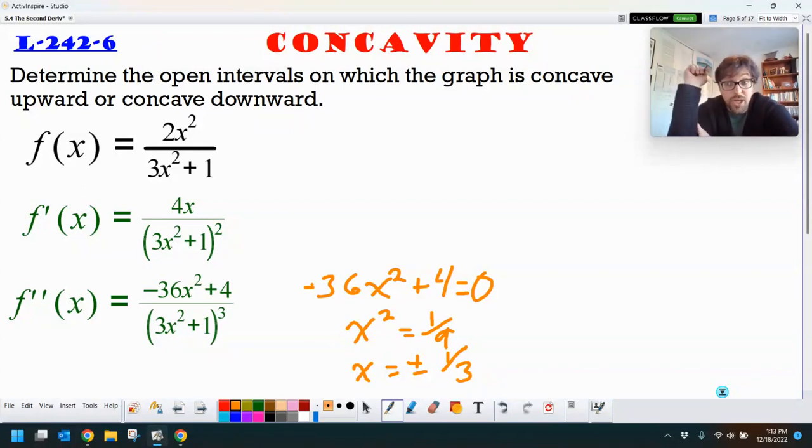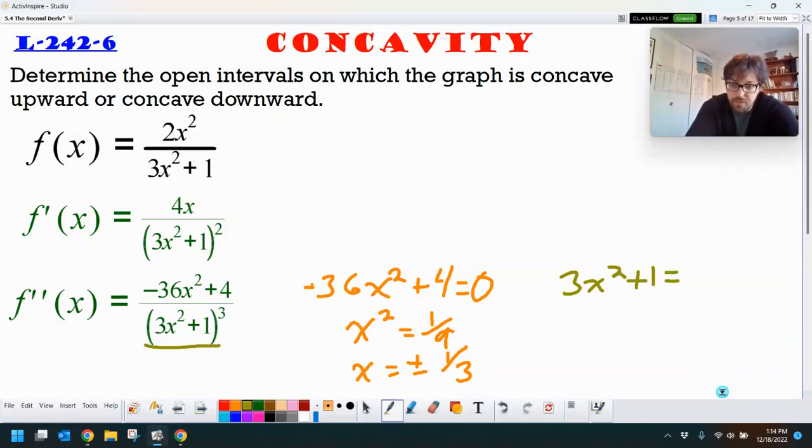Now, I do want to check one more thing because we could get something weird when this denominator equals 0, because then our second derivative won't work. And we might have that shift from positive to negative from that denominator. So again, I want to set that equal to 0. So 3x squared plus 1 equals 0. When I go to solve that, I get x squared equals negative 1/3.